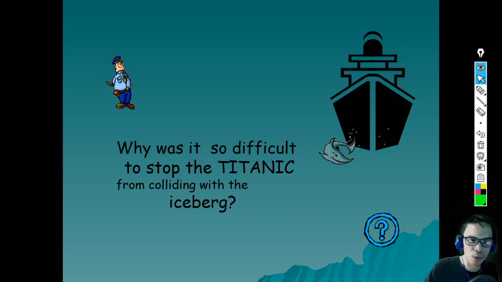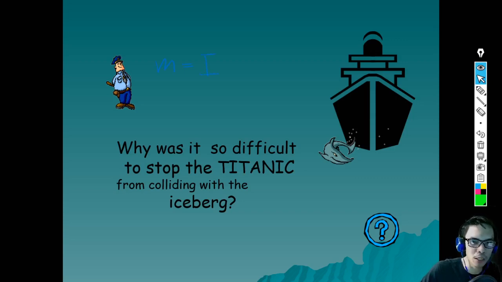So let's answer this question. Why is it difficult to stop the Titanic from colliding with the iceberg? It's because the Titanic is massive. As we all know, mass is related to inertia.